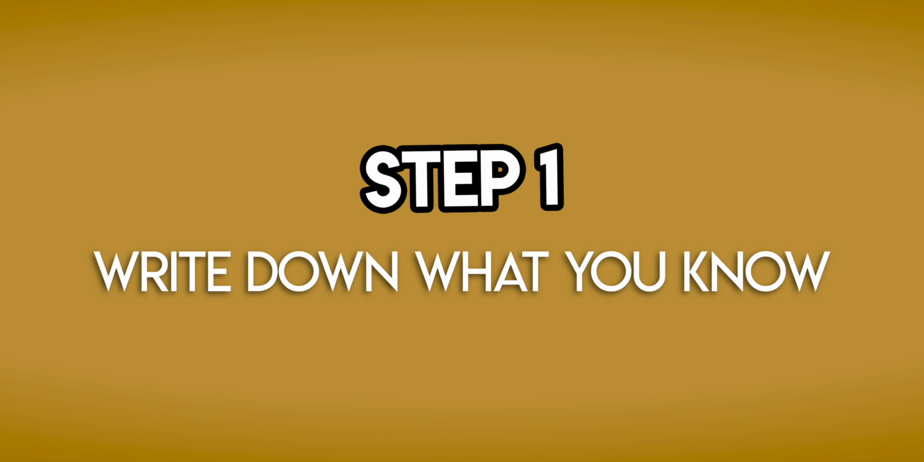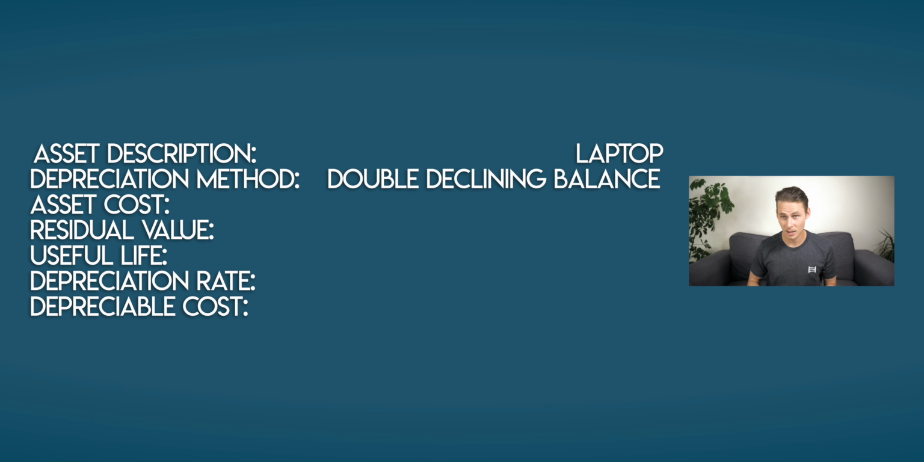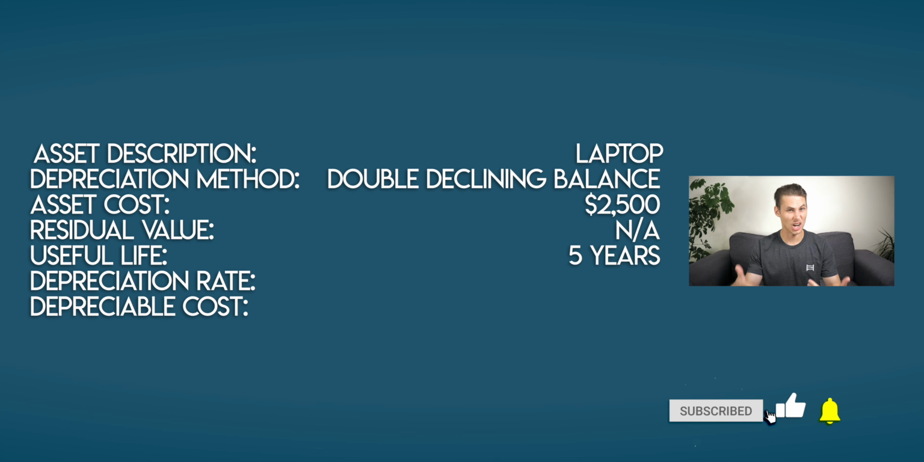Step 1. Write down what you know. Your new asset is a laptop, and we're depreciating it using the double declining balance method. Your asset cost is what you initially paid for it, $2,500. With this method, we can ignore residual value. Useful life is 5 years, and we can leave depreciation rate blank for now. We'll return to that in step 3. And we can ignore depreciable cost as well.